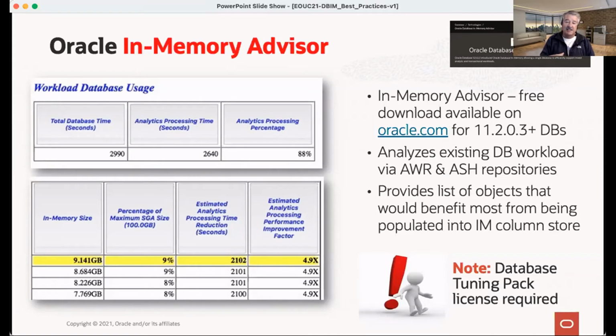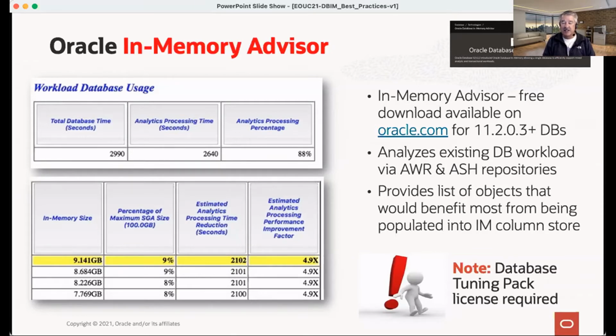What it does is it will analyze your existing AWR and ASH data based on a snapshot that you supply, and there are technical briefs that describe how the In-Memory Advisor works, how to interpret it, and how to install it, try it out and make use of it. It creates an HTML report. And it'll go through and give you a guesstimate of how much benefit your workload might get from Database In-Memory.